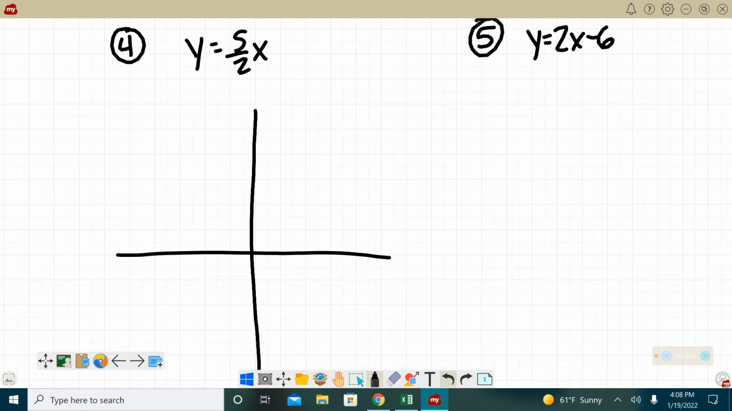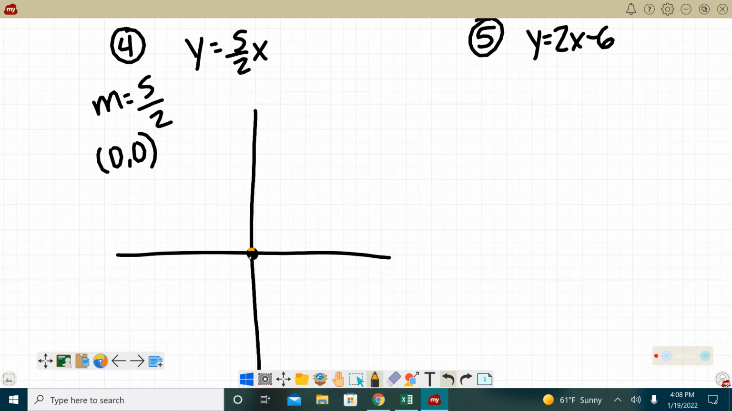The slope is always the coefficient on the x. So we have a slope of 5 over 2. And then the intercept always comes after the x piece. And here there's nothing, so our y-intercept is going to be 0, 0, which means we start at 0, 0.